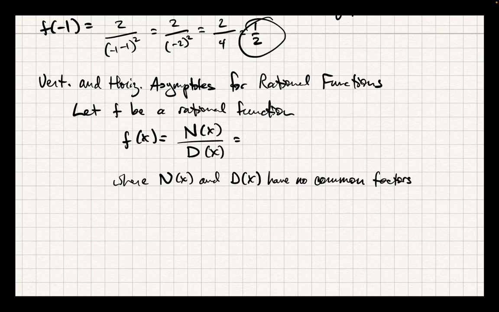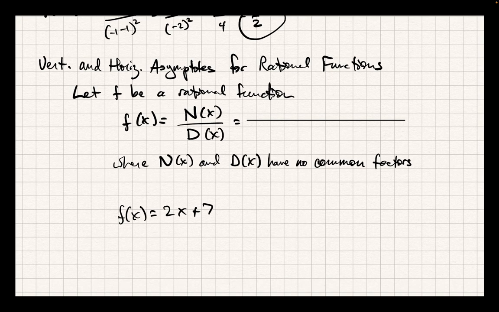So how do I write a polynomial in general? What's the general notation for a polynomial? What's an example of a polynomial function? f of x equals 2x plus 7.